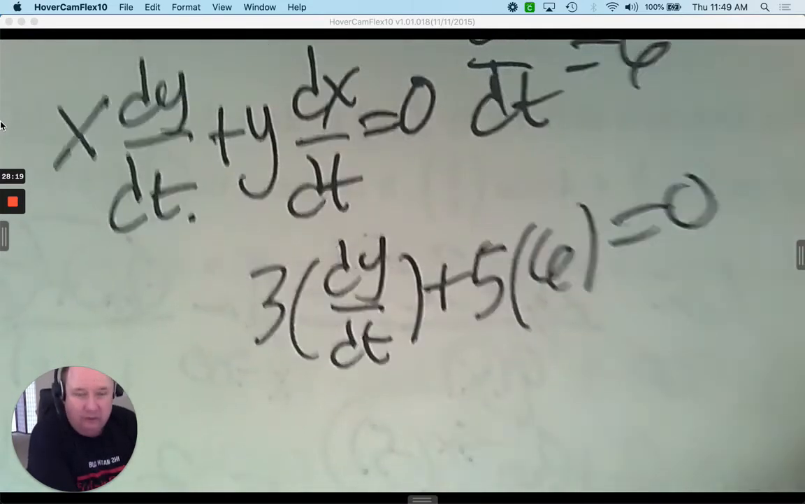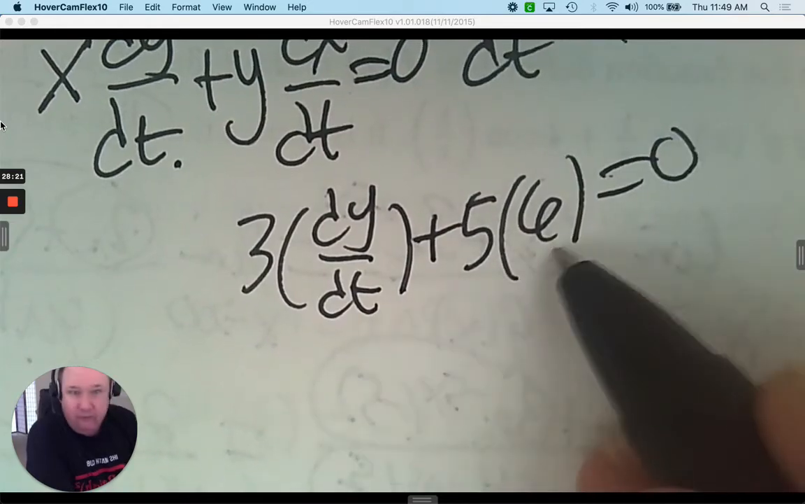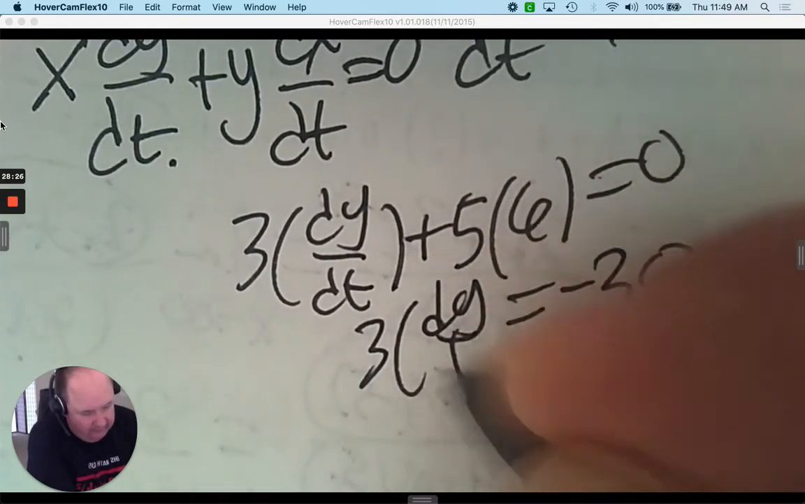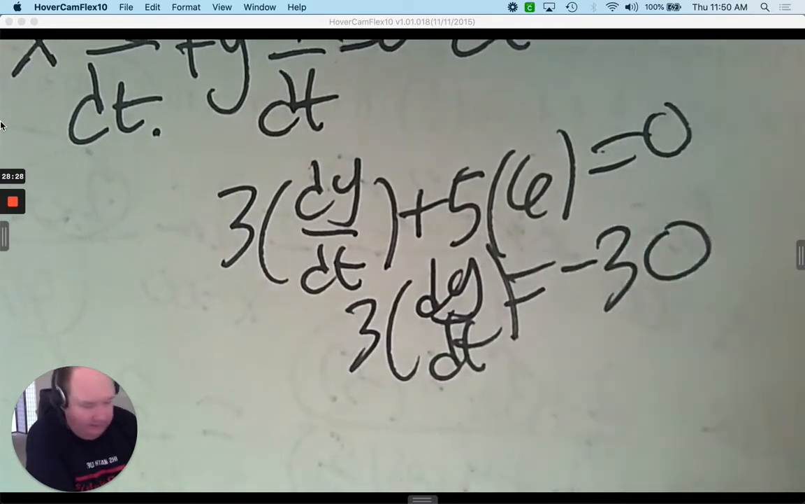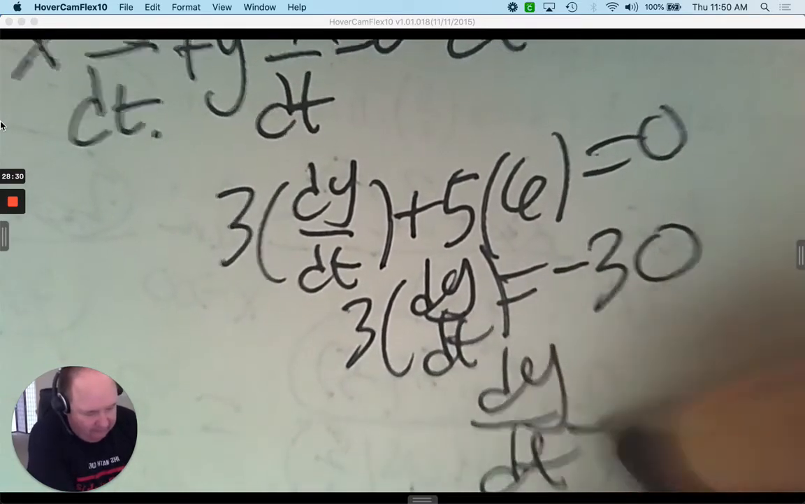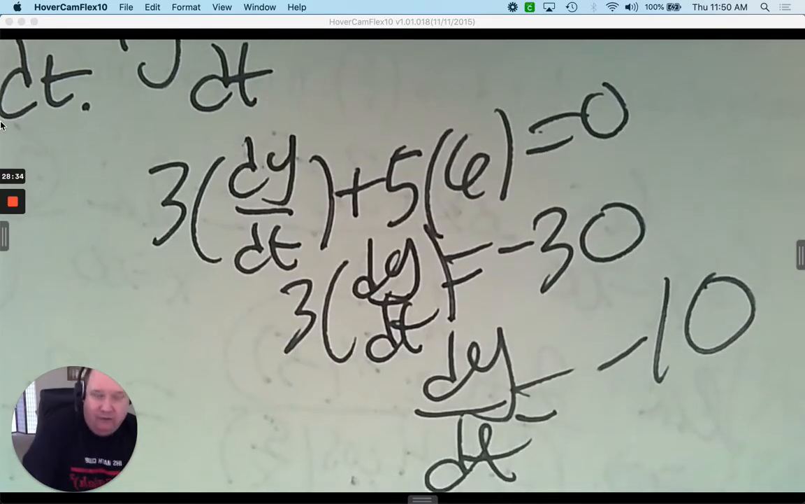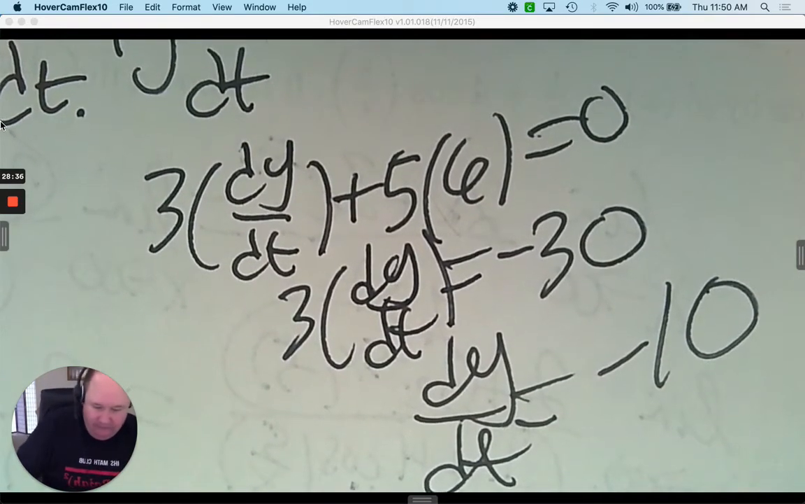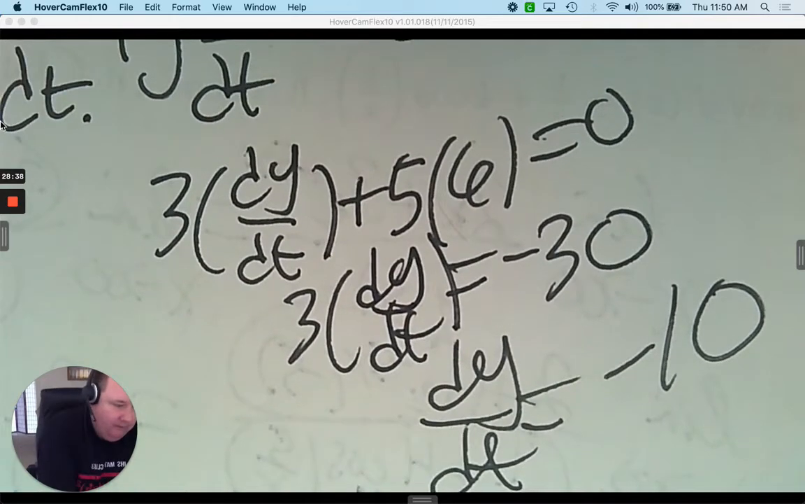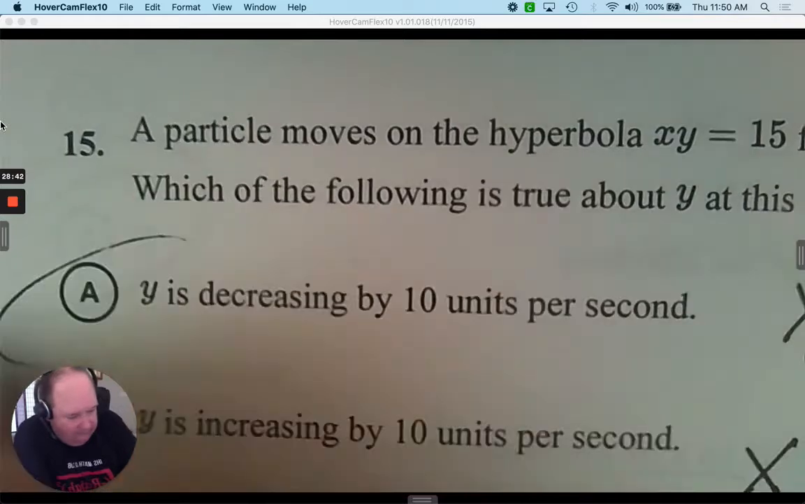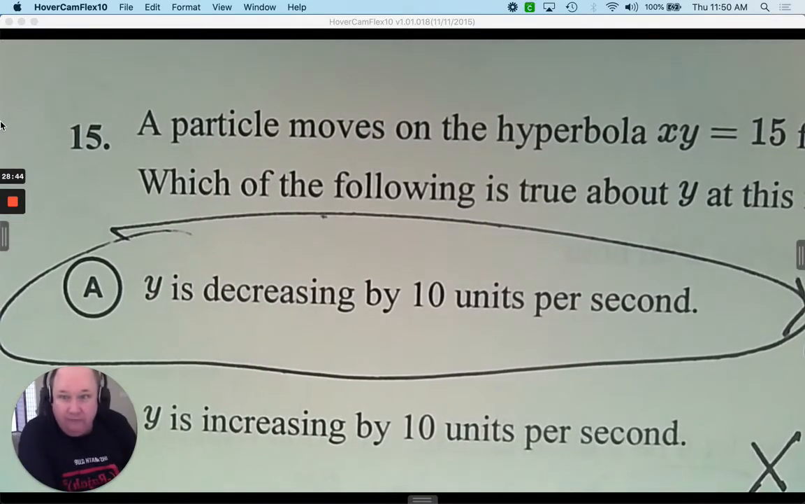And now we're going to solve it. This is 30. So I'm going to subtract 30, and then I'm going to divide by 3. So dy by dt is equal to negative 10. That is the rate that y is changing. It is decreasing by that value. So which one says that y is decreasing by 10? And you have your answer.